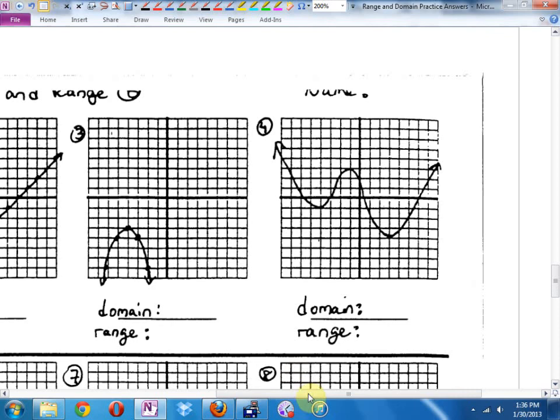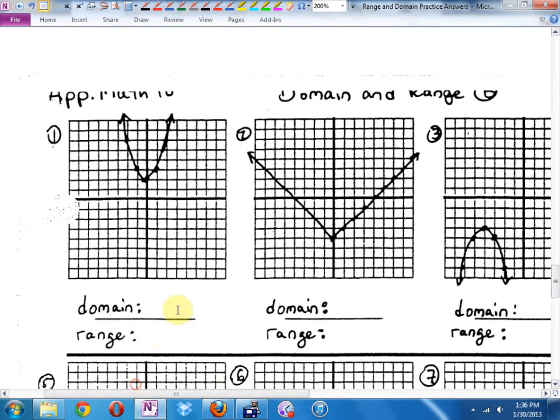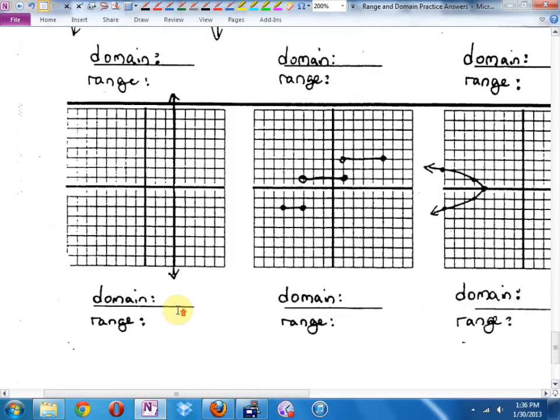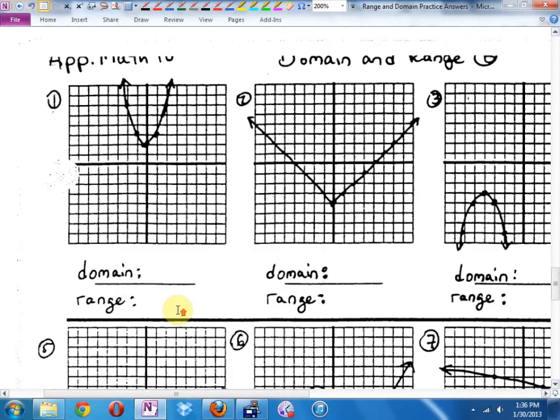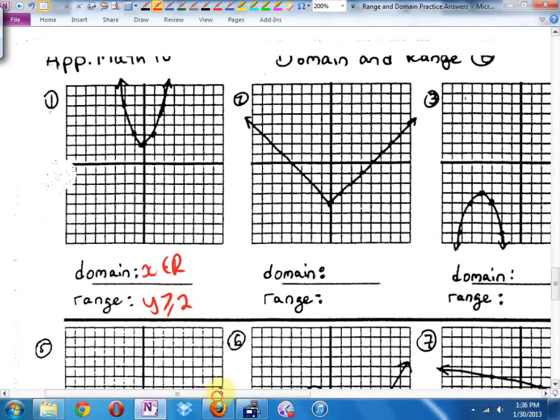Oh, I got more? Wow. Okay. Domain. Oh, function or not? Function. Domain. Did I give you this one or not? Yeah, it was attached. All reals, x little funky er. Range, everything above or touching 2.